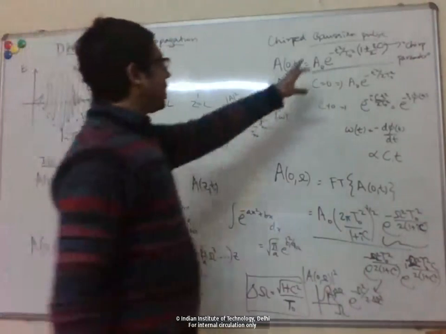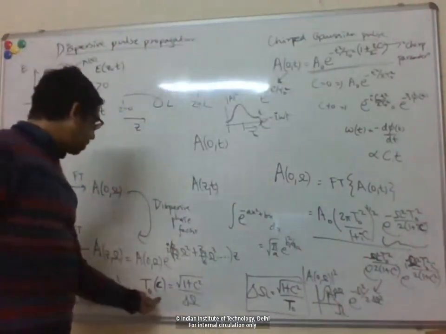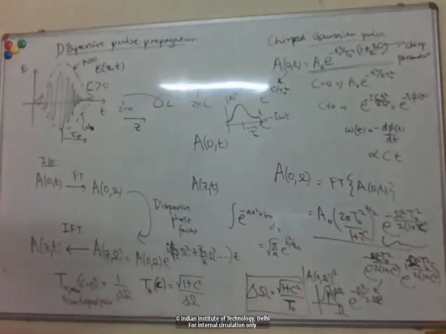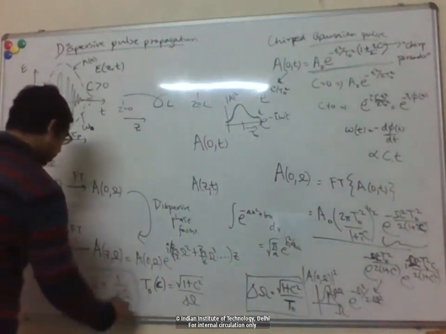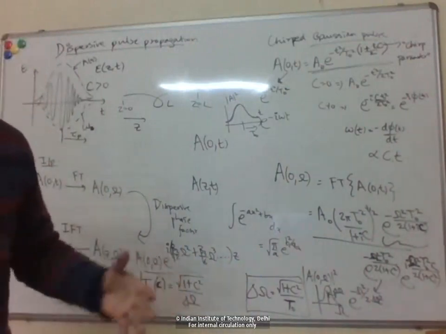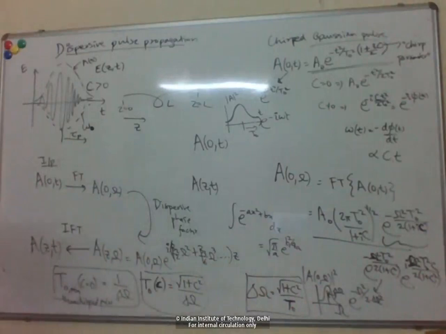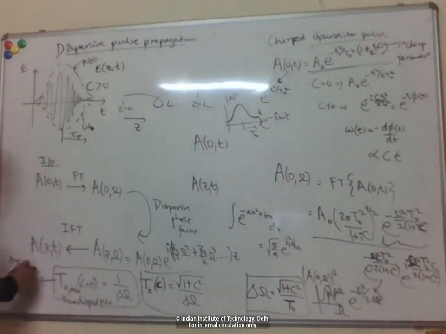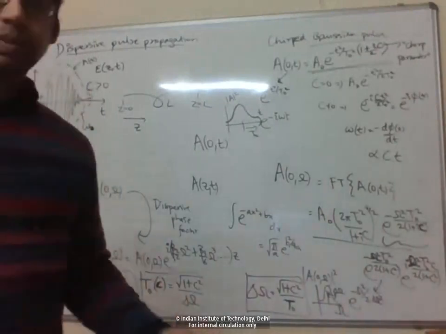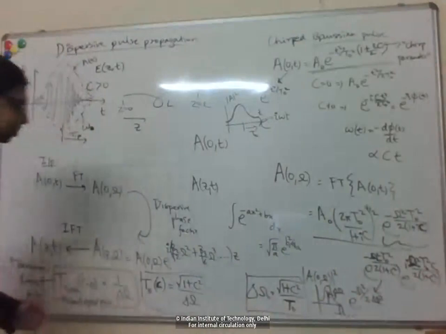But actually, if there is some finite chirp on the pulse, then the pulse duration will be longer than this 1 over delta omega. So a chirped pulse is always longer than an unchirped pulse if they have the same frequency content. This unchirped pulse is also known as a transform limited pulse, because it has the minimum possible duration allowed by the Fourier transform.